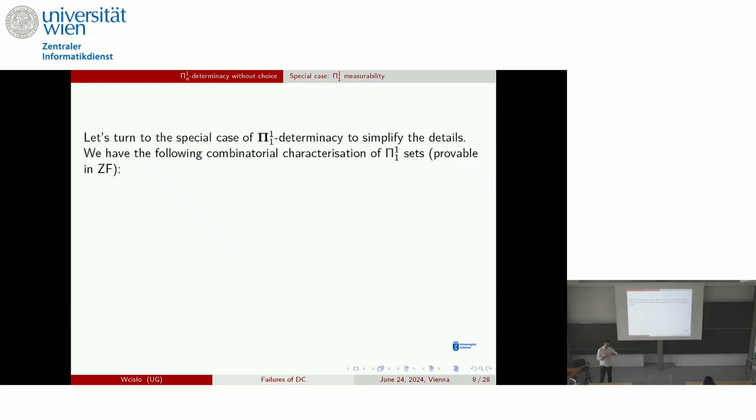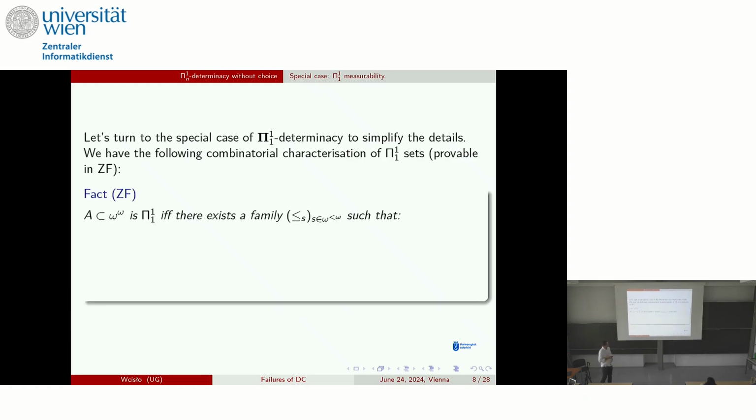For pi1 determinacy, I think it's simple enough to actually state here. First of all, in the pi1 proof, you can start with the following combinatorial characterization of pi1 sets, which is actually a theorem that holds simply in pure ZF. Namely, you can represent pi1 sets by the procedure of incremental building of orderings, which either will or will not be well orderings. So you can decorate the tree on omega to the less than omega with some linear orderings of initial segments of the natural numbers.